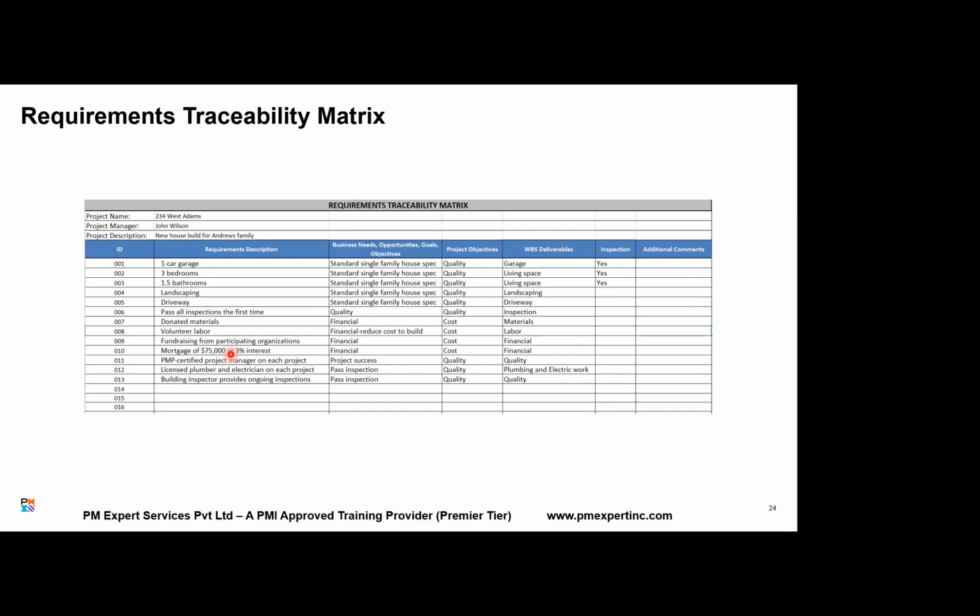So the requirement traceability matrix is a very, very important tool to manage the requirements. It ensures that every requirement aligns to a business need, business goal, or project objective, which is called backward traceability. And it also ensures that every requirement or change is delivered through a WBS deliverable, and every requirement is properly validated or tested, which is called forward traceability. Is this okay?